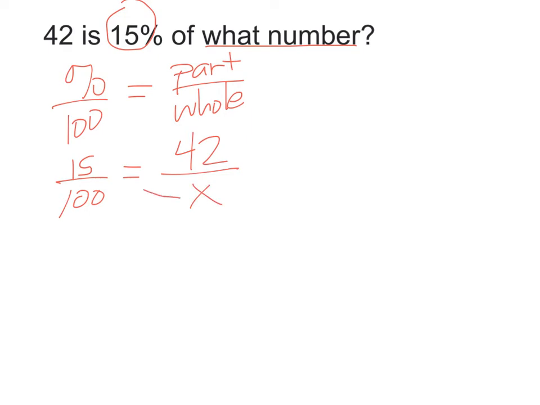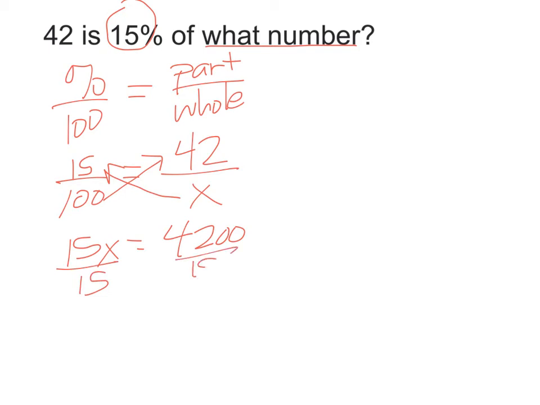We do our cross products. x times 15, 15x. 100 times 42 is 4,200. We divide both sides by 15, and x is equal to 280. So 42 is 15% of 280.